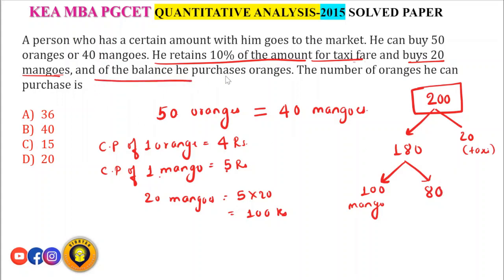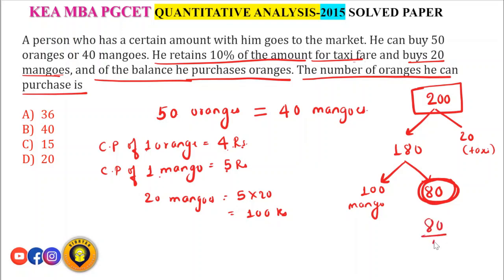And of the balance, he purchases oranges. With this 80 rupees he purchases oranges, and we have to find the number of oranges he can purchase. He has 80 rupees in total, and the cost price of one orange is 4 rupees. So how many oranges can he buy? 80 divided by 4, he can buy 20 oranges. Next question.